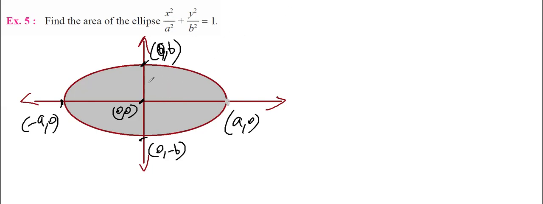Now I need to find the area of this entire ellipse. So let me name some points here: let's have p, q, r, and s. So the required area will be what? Just a minute. What will be the required area? Just a minute. This will be closed here, this will be closed here like this.